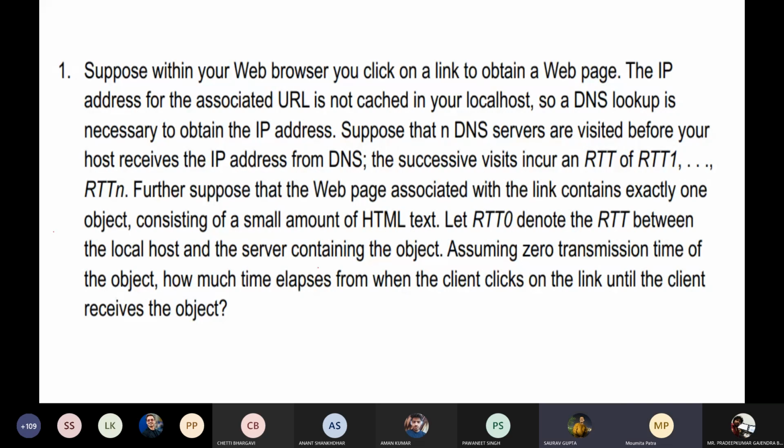Anirudh, your answer is correct. Can you tell us how you reached that answer? Yes, sir. They said that we require successive visits with round trip times RTT1, RTT2 and so on till RTTN. We know that DNS lookup runs on UDP, so I send one message requesting and get one more message with the answer. That will be one round trip time, and that will happen for each successive visit.